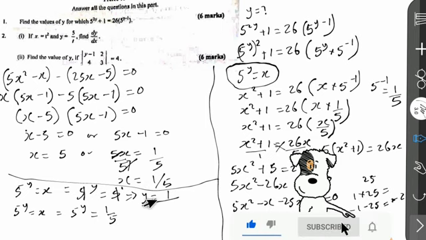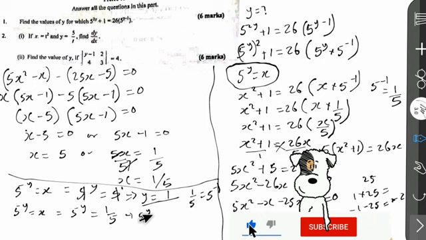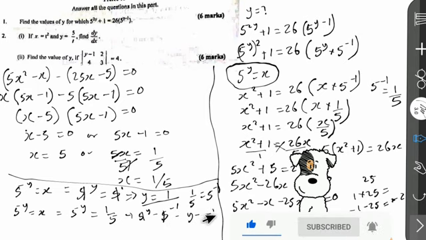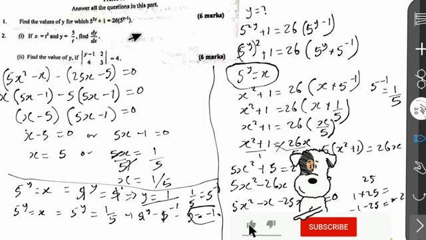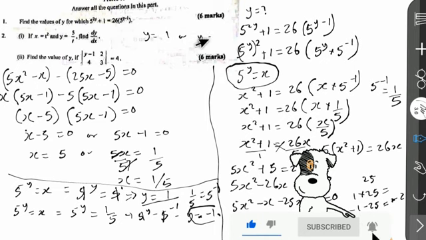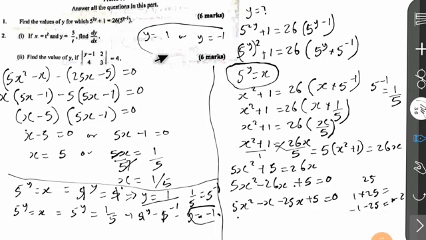In this place, remember the negative inverse. 1 over 5 is the same thing as 5 raised to the power of minus 1. So 5 raised to the power of y will be equal to 5 raised to the power of minus 1. Since they have the same base, we cancel the 5, and our y is equal to minus 1. So the answers for y are 1 and minus 1. That is the answer to this particular question.